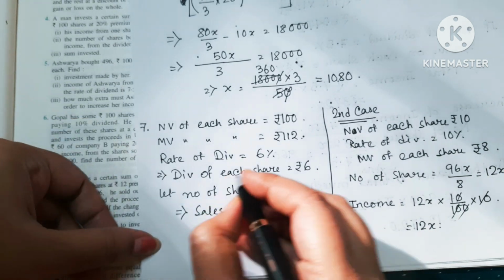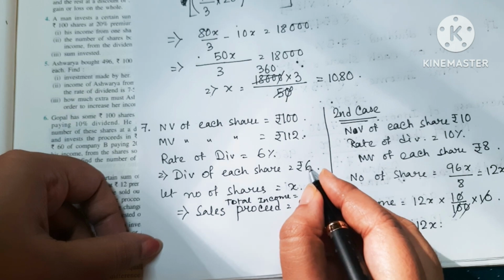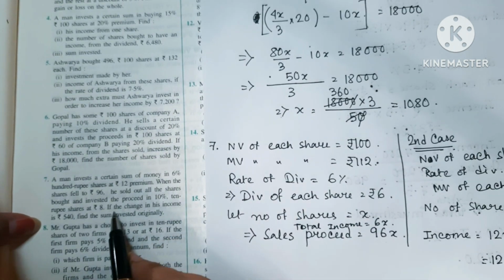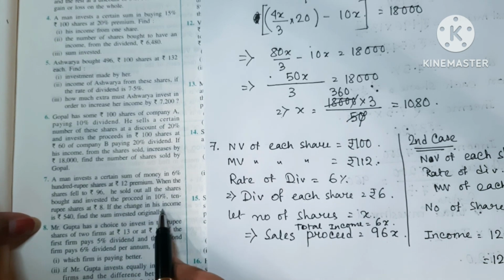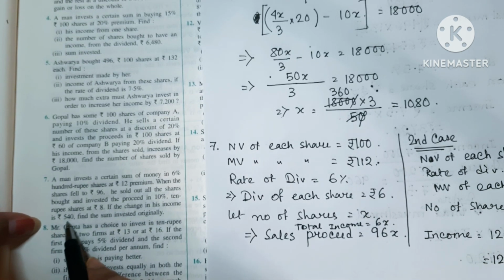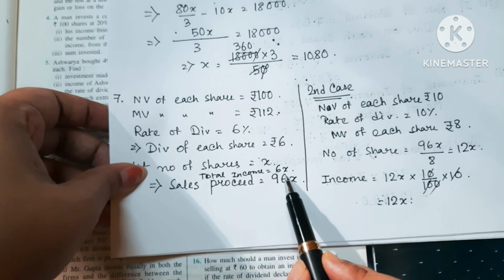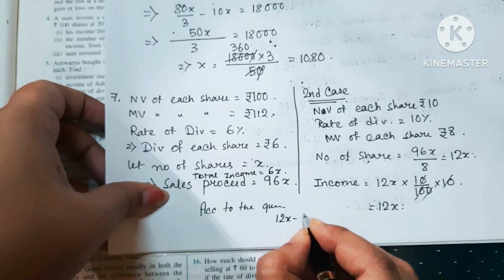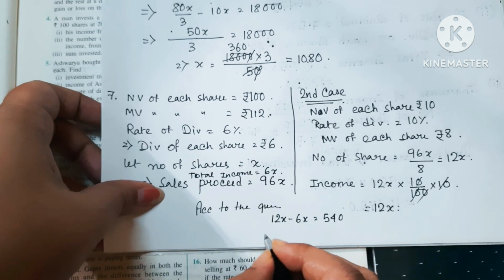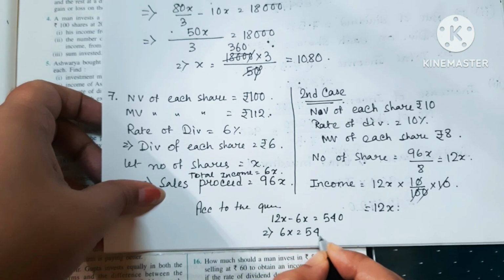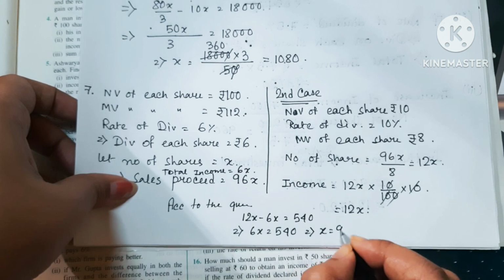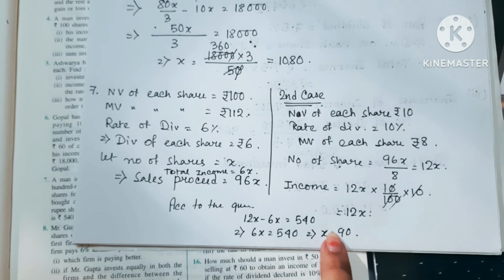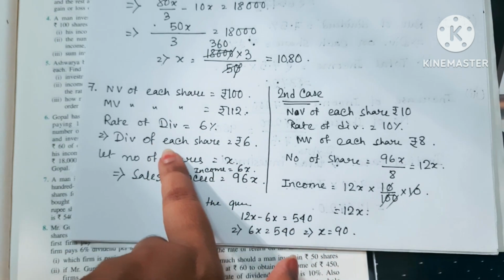So in that case, total income, that is 6 into dividend per share into number of shares, so 6x. Now see the question. If the change in his income, that is rupees 540, that means 6x and this is 12x. Obviously, according to the question, 12x minus 6x, that is 540. That means 6x equal to 540. That means x equal to 90. Okay, so 90 is the number of shares in case of first investment.